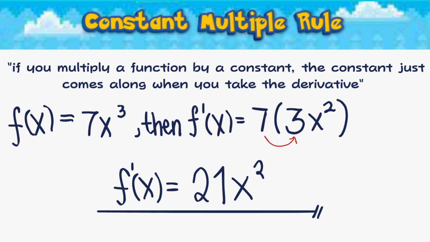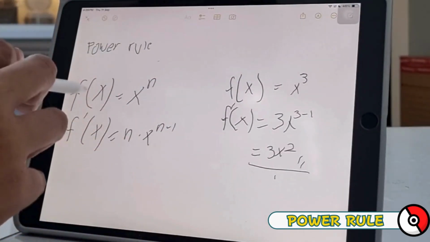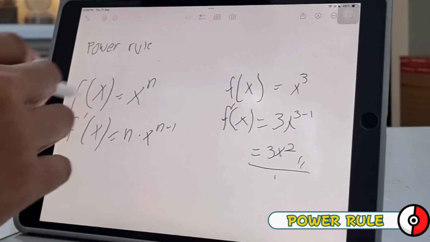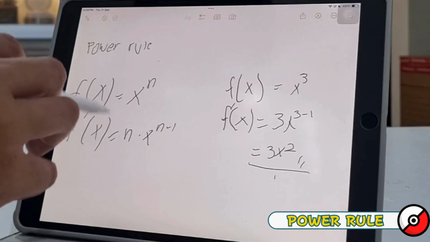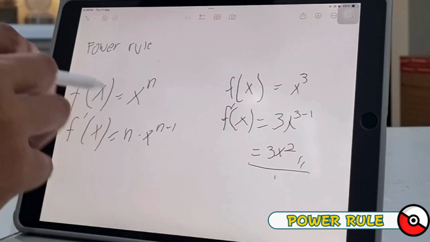Now, let's move on to the power rule, which we use here in the constant multiple rule. In this lesson, we're going to use the power rule. It's f of x equals x raised to n. Then f prime of x is equal to n times x raised to n minus 1.